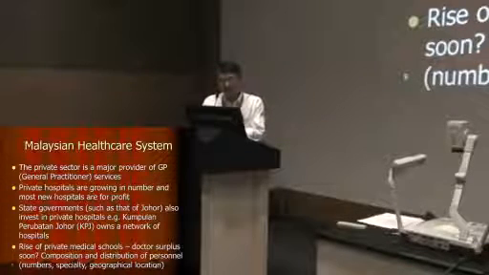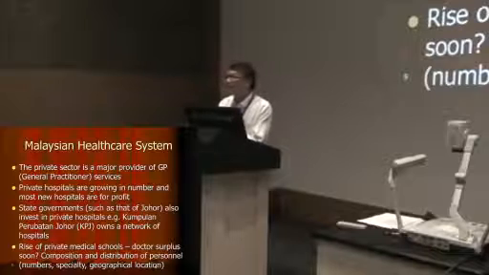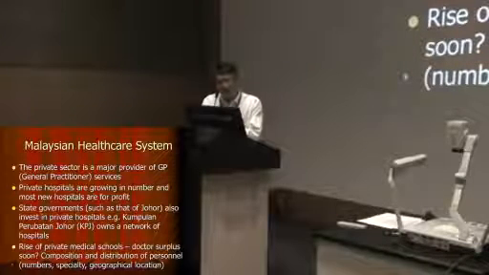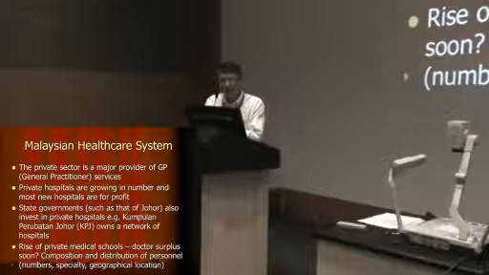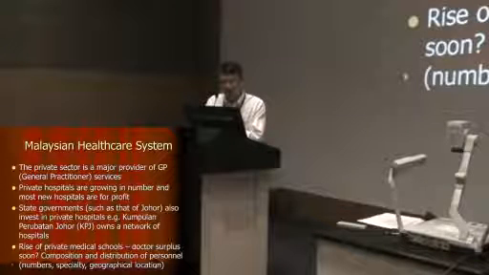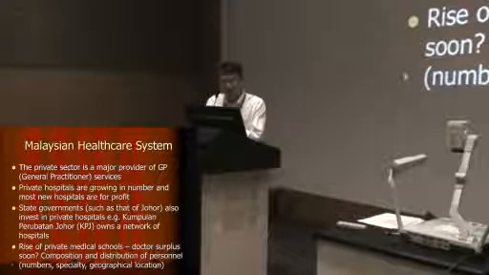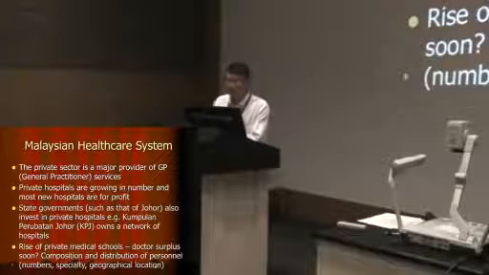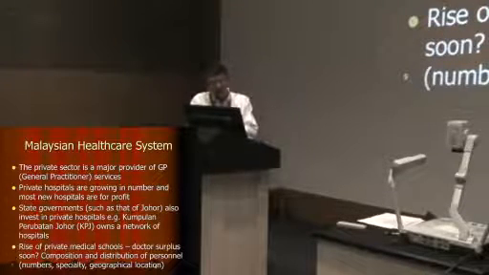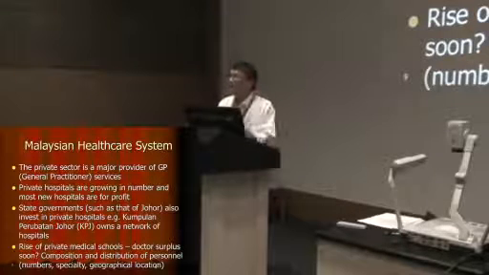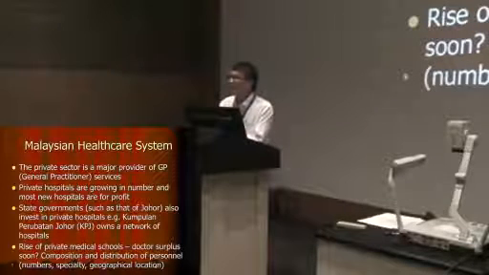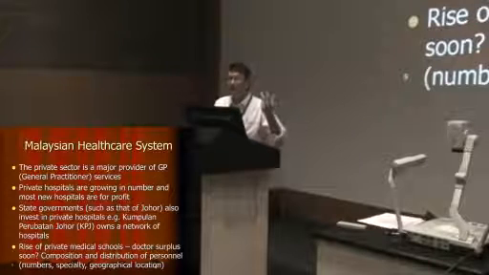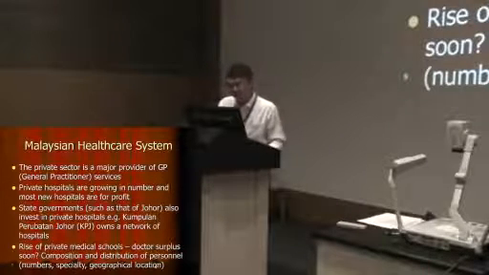Okay. The private sector is a major provider of GP or general practitioner services, primary care, right? Private hospitals are growing in number, and most new hospitals are for profit. State governments, such as those of Johor State, also invest in private hospitals. Example, Kumpulan Perubatan Johor, the medical group of Johor, KPJ, owns a network of hospitals in Malaysia. The rise of private medical schools, right, more and more medical schools. In the past, there weren't any medical schools, but in the last few decades, you have an appearance of private medical schools in Malaysia, including Monash University in Malaysia, right?